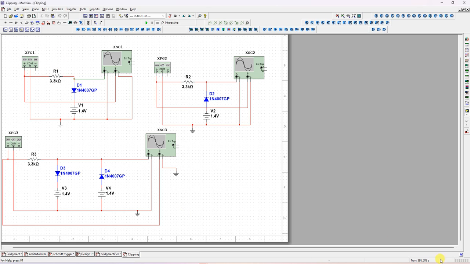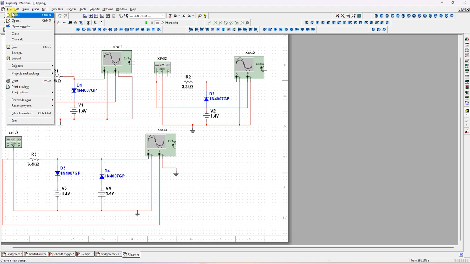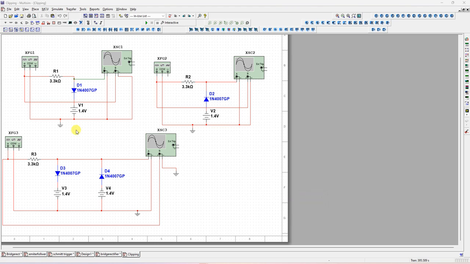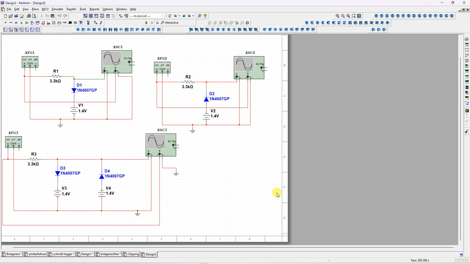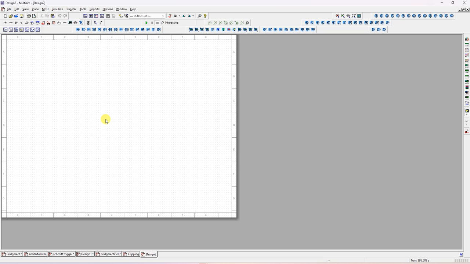So open the Multisim student version, go to file, new. I'll place the components one by one. First I am placing one resistor.